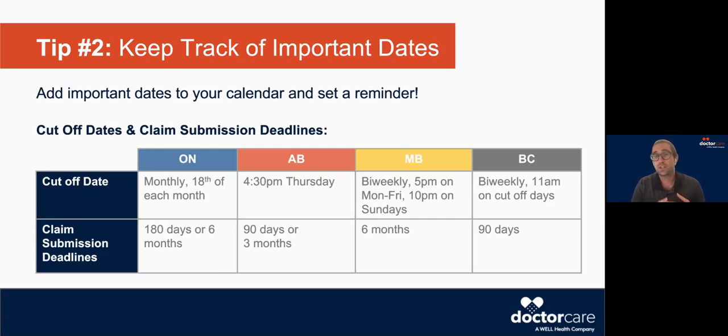For Alberta, the cutoff dates are 4:30 p.m. on Thursdays, and all claims must be submitted within 90 days or 3 months. For Manitoba, claim submissions are bi-weekly, every 2 weeks, submitted at 5 p.m. Monday to Friday and 10 p.m. on Sundays. And again, like Ontario, you have 6 months to backdate these bills. And for British Columbia, claims need to be submitted within 90 days of the original date of service. Otherwise, it will be refused. And again, there's a bi-weekly cutoff time here of 11 a.m., which is variable every 2 weeks depending on the day that it happens.